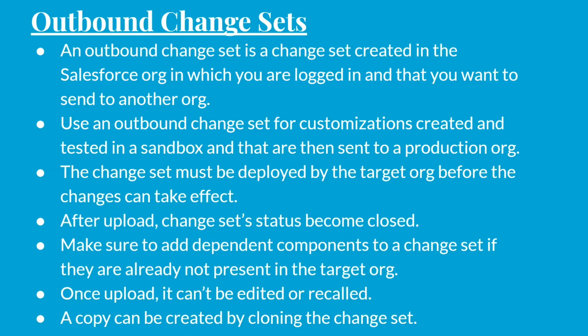Make sure to add dependent components to a change set if they are not already present in the target org. Suppose you have a dependent pick list. If your controlling pick list is not in the production org, and you want to transfer only the dependent pick list in the change set, it will not work because the dependency was not already there in the production org. So make sure you check that, and if it is not there in the production org, you add that particular dependent component in the change set itself and then transfer it as a whole.